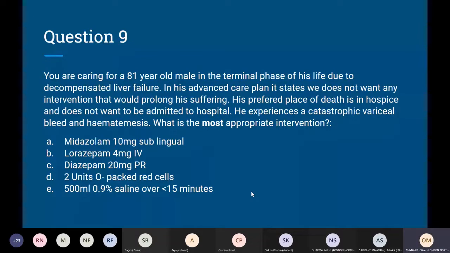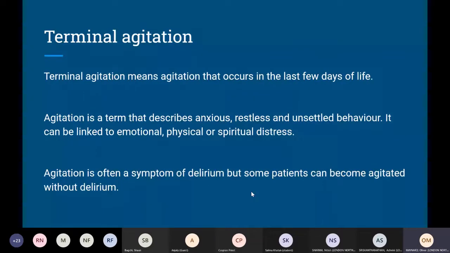So it seems like most of you have gone for either A, B, or C there. And of the 3, I would have gone for midazolam 10 milligrams sublingually. So just a quick discussion on terminal agitation. So obviously agitation is one of the 4 main things you're trying to prescribe for in palliative care. So terminal agitation is the agitation which occurs in the last few days of life. It's very common. Greater than 50% of patients will suffer from terminal agitation.